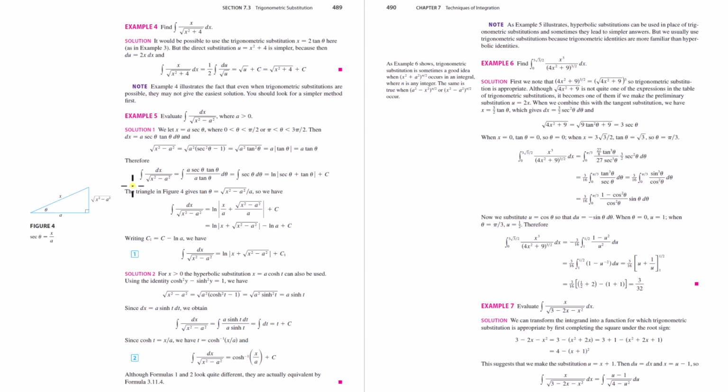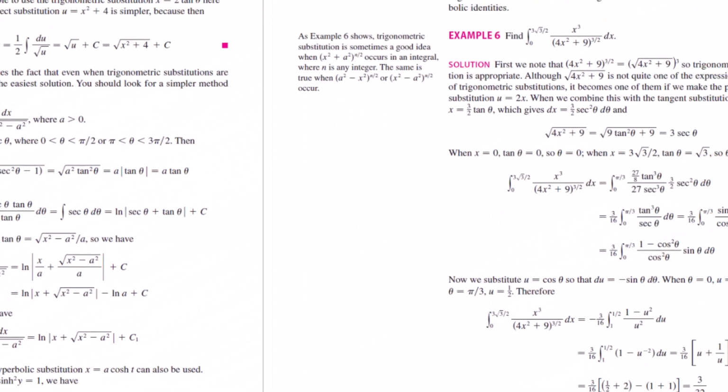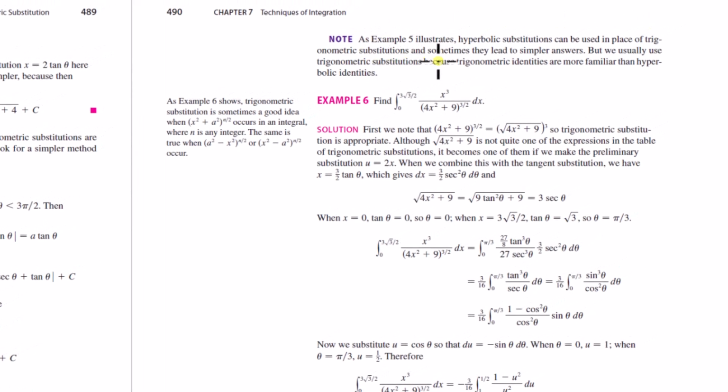Okay, so here's just more standard examples. We're going to work a bunch of example problems. For this problem here, they note that you can do hyperbolic substitution. And you're welcome to pause the video and take a look here. This just works because the hyperbolic functions have similar trig identities and derivative properties as regular trig functions. But if you come here, it talks about the hyperbolic substitutions can be used in place of trig substitutions, and sometimes they lead to simpler answers, but we usually use trig substitutions because trig identities are more familiar than hyperbolic identities. So, but it is an option if you want to use a hyperbolic substitution.